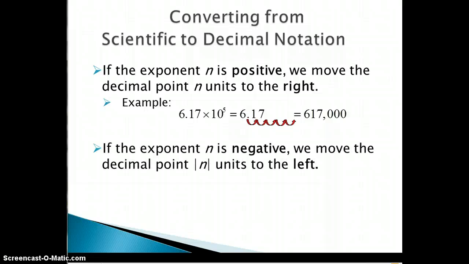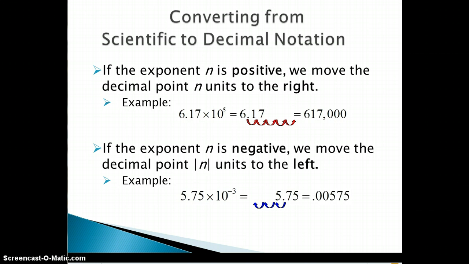On the other hand, if the exponent n is negative, that means we're going to move that decimal point to the left, and it's going to be the absolute value of n units to the left. So 5.75 times 10 to the negative 3, for example, if we want to rewrite that into decimal notation, that means we're going to take that decimal and move it 3 places to the left. 1, 2, 3. And notice we have 2 spaces that need to be filled in with zeros. So we end up with 0.00575.